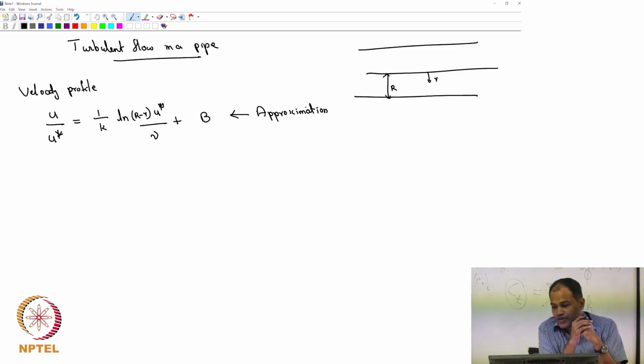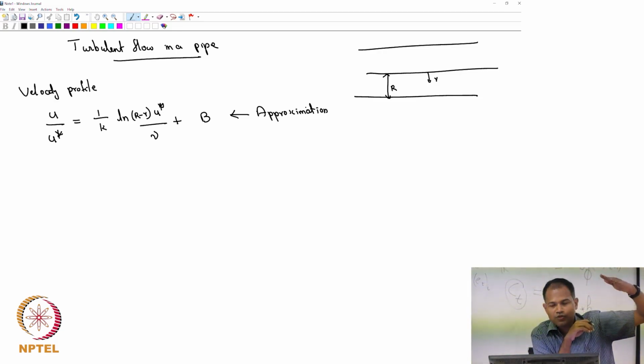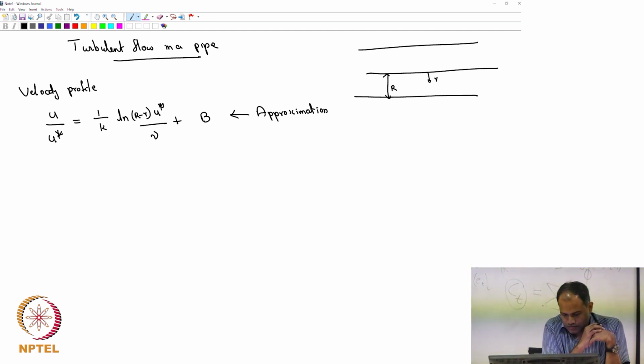We had defined y to be the distance from the plate. So now the distance from the plate would be just capital R minus small r. Look at your notes and see whether this is consistent. Whatever we wrote in the last class should be consistent with this expression. So you feel a little more comfortable with that expression. Where u star was defined as, what is it called? Friction velocity, which was defined as the square root of, okay, so u star is the friction velocity.